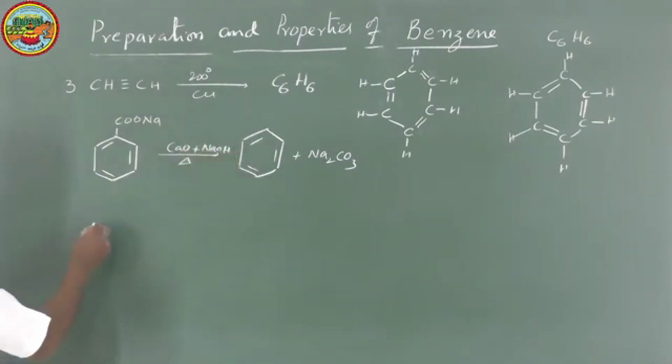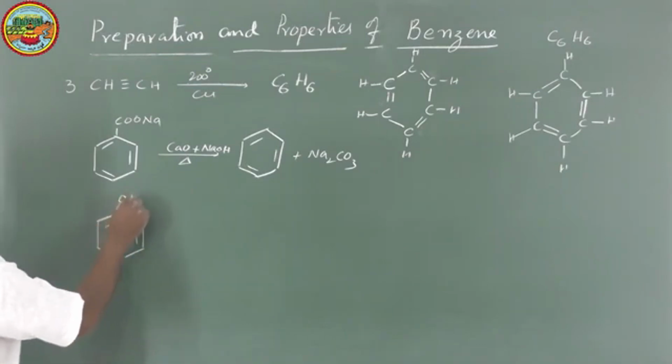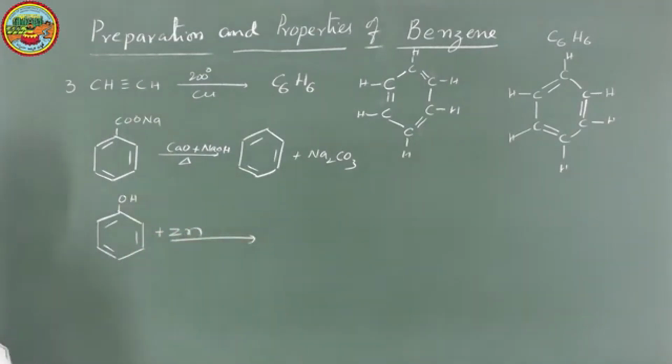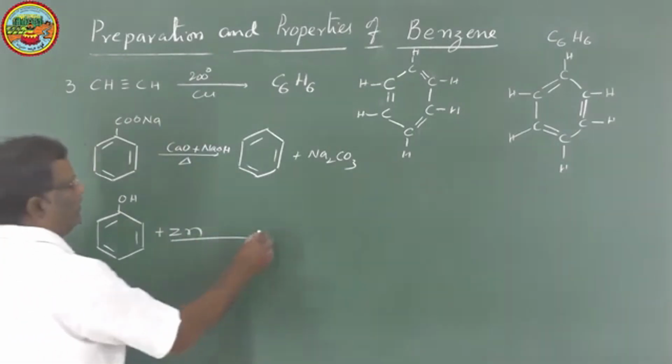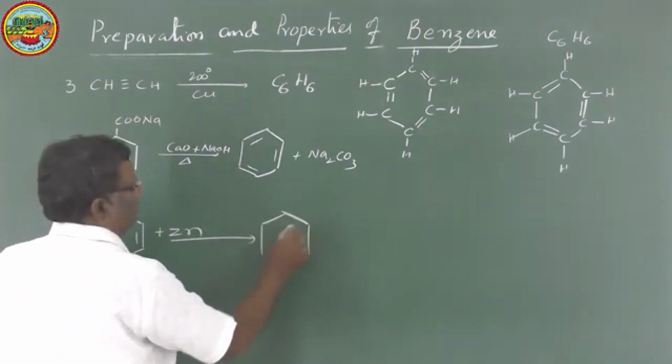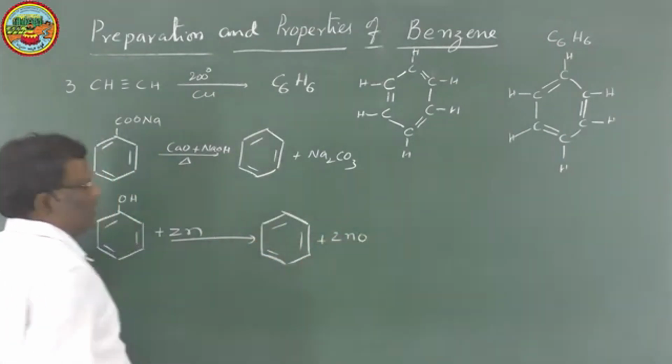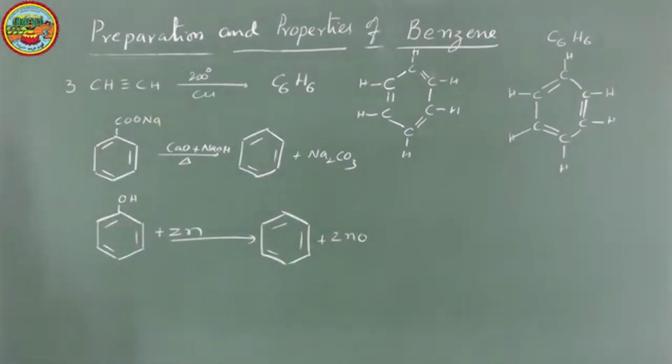Benzene can also be prepared from phenol. Phenol is C6H5OH. When phenol is heated with zinc dust, the oxygen is removed as zinc oxide and benzene is formed. So these are the important methods of preparation of benzene in the laboratory. Industrially, it is prepared by distillation of coal tar.